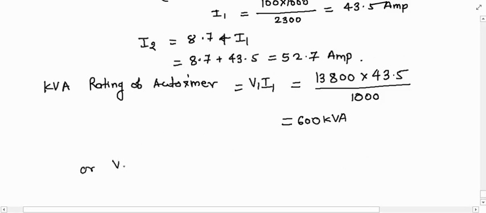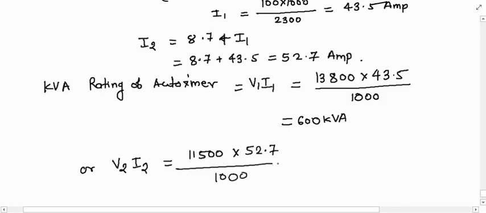Or on the secondary side you can check it, V2 I2. What is my V2? V2 is 11,500 into the current on the secondary side, that is I2, 52.7 divided by 1000. So the same rating you should get. So 600 kilovolt ampere. So we got the kVA rating of the auto transformer.